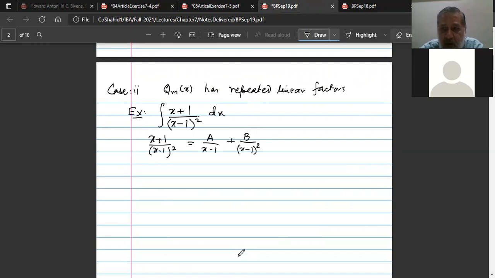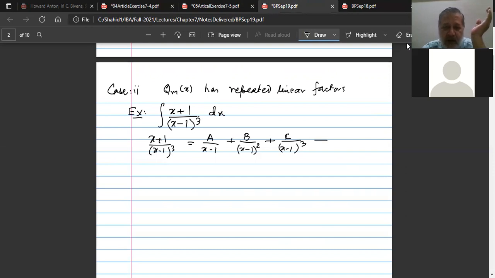If you want, I can make it a little bit more complicated. Power 3. So another term, c upon x minus 1 raised to power 3. तो अगर यहाँ पे x minus 1 raised to power 3 है, तो ऐसी 3 टर्म्स लिखी जाएंगी, जिसमें constant upon linear factor power 1, constant upon linear factor power 2, constant upon linear factor power 3. अगर ये 4 होता तो एक और टर्म आती, अगर 5 होता तो एक और टर्म आती.